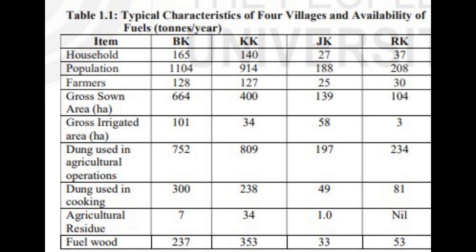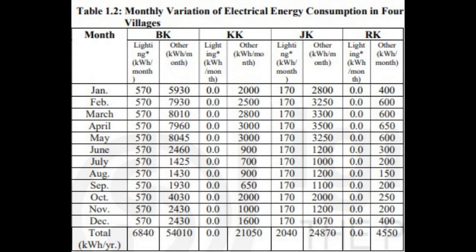Look at the screen. The annual availability of the renewable energy resources, cow dung, agricultural residue and firewood, in these villages has also been listed in Table 1.1. The variation of the resources amongst the 4 villages is because of occupational patterns, agricultural patterns and practices, available irrigation facilities and available tree cover. The monthly variation of consumption of electrical energy in these 4 villages is illustrated in Table 1.2.